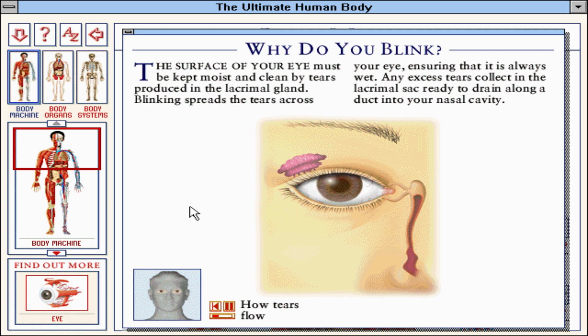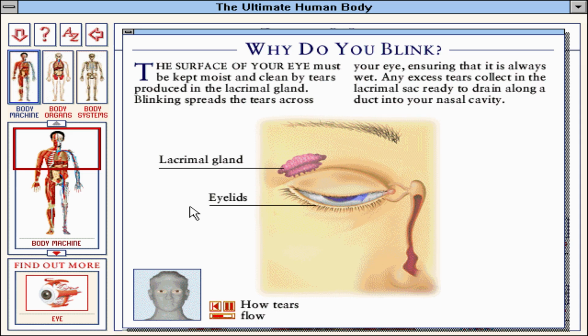Tears are produced in the lacrimal gland and flow through tiny ducts onto the surface of your eye. As they do so, your eyelids close and you blink, spreading the tears across the front of your eye. Any excess tears collect in the lacrimal sac before draining down a duct into your nasal cavity.